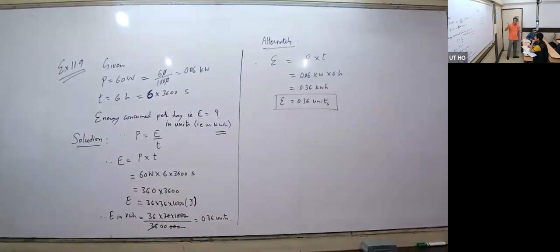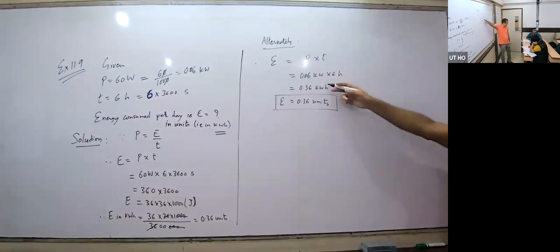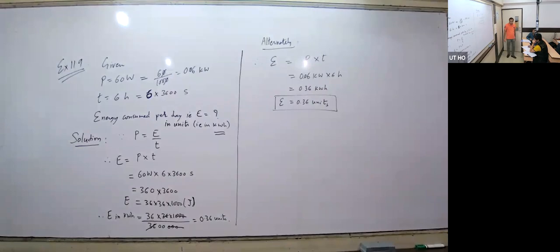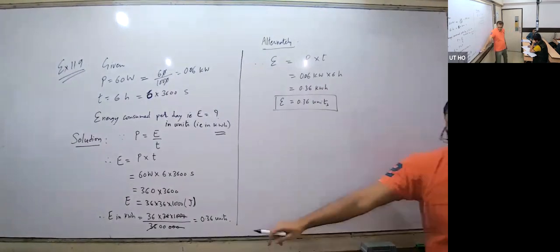divided by 0.06. Right. 0.06. Yes, you're right. Okay. So because I knew the answer, I directly wrote the answer. It will be 0.06. And here I wrote it like this. So I got the answer. I'm cheating.